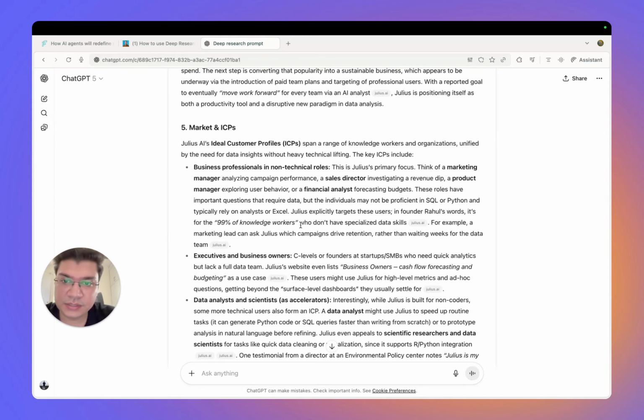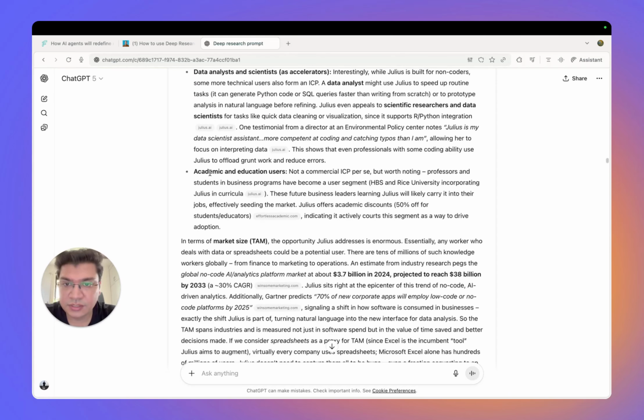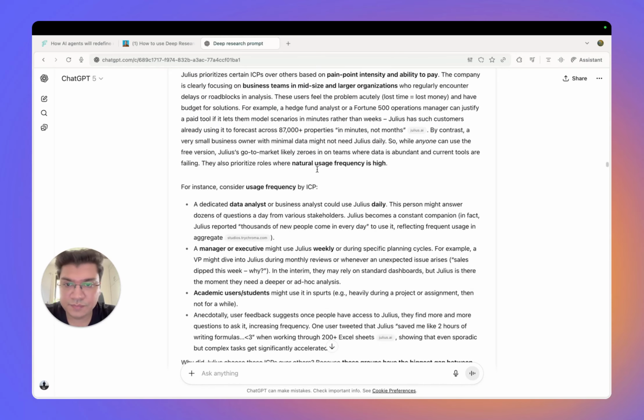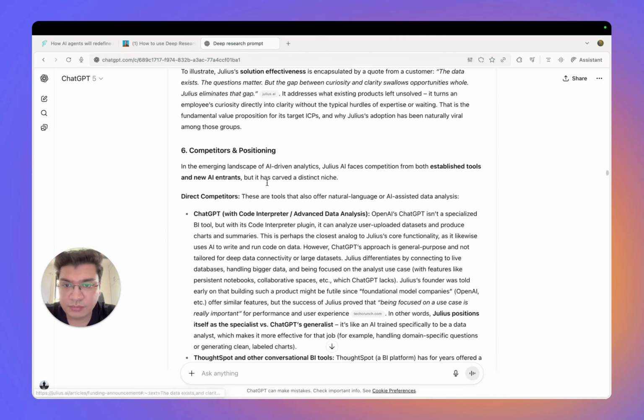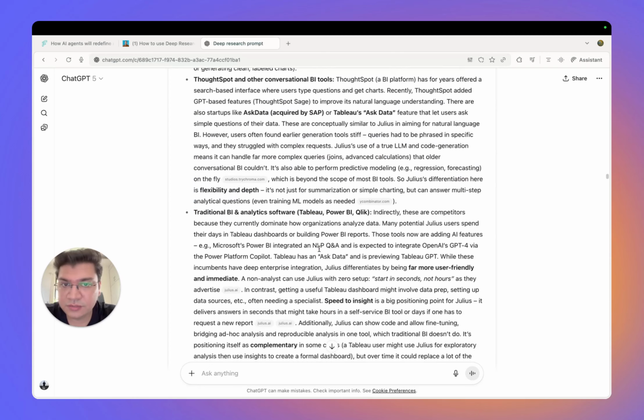Then marketing and ICPs: who are the key ICPs? Business professionals and non-technical roles, executives and business owners, academic and education users. What is the TAM? They went deeper into the TAM also. What it left out was SAM and SOM, which I think need calculation. But it went into the whole market category, saying the AI analytics market is about $3.7 billion in 2024 and is projected to grow by 30%. Then it told me about competitors and positioning. ChatGPT is a direct competitor. Then ThoughtSpot and other conversational BI tools are there.